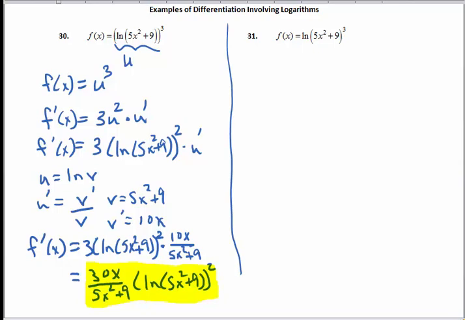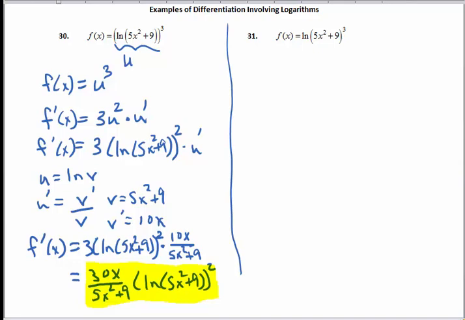right? So what it really came down to is it was a chain rule inside a chain rule, right? I had u to the third, took the derivative of that, but then u itself was actually another composition. U was actually the ln of v, so then I had to take the derivative of v, right, which was 10x. So chain rule inside a chain rule for that one.